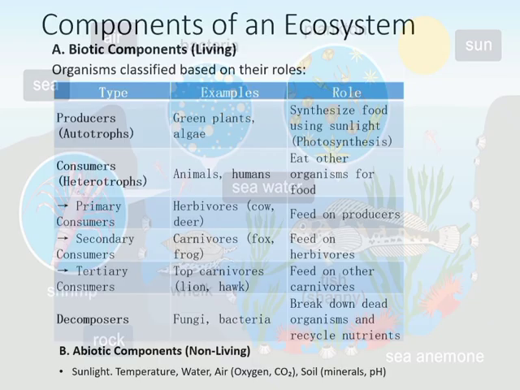Components of an ecosystem. Ecosystems have two main components. Biotic components: these are living organisms, classified by their ecological roles, such as producers, consumers, and decomposers. Abiotic components: these are non-living factors like sunlight, temperature, water, air, and soil. Abiotic elements largely determine which organisms can survive in an ecosystem.